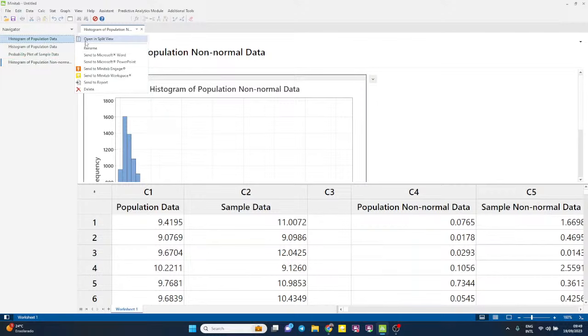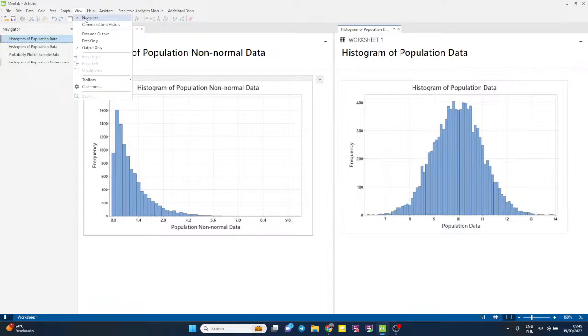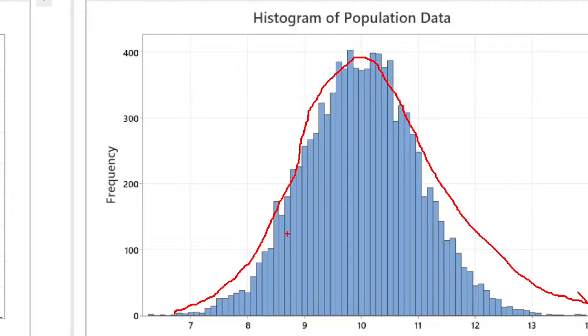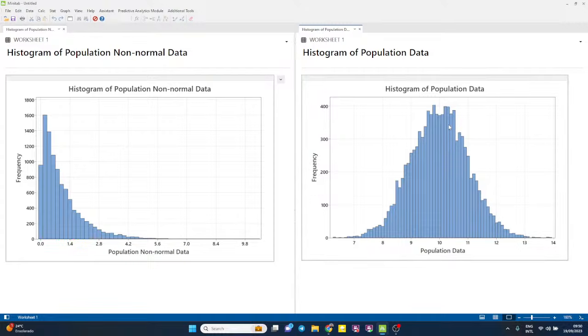I want to see as many responses as possible. Yeah, this is clearly non-normal. This is a normal probability distribution. Take a look, see the difference. This is normal: a bell-shaped curve, high frequency in the middle, low frequency on the extremes, very symmetric. This is skewed.